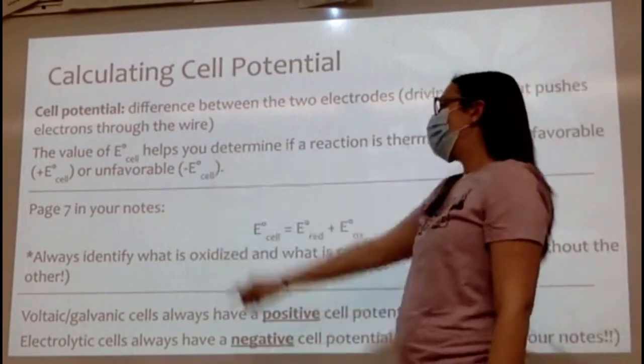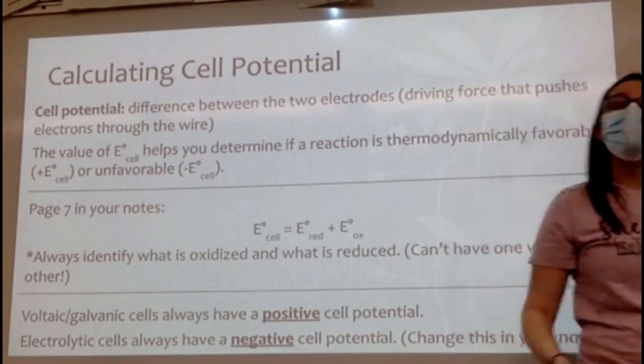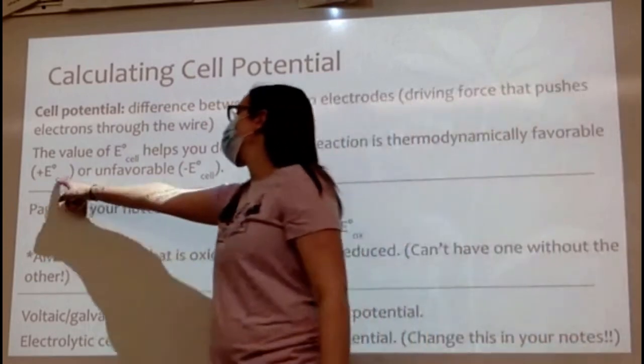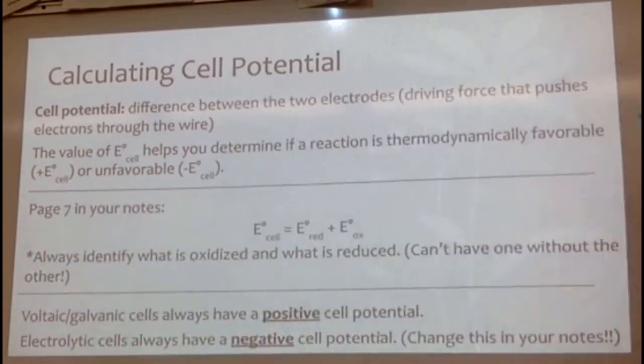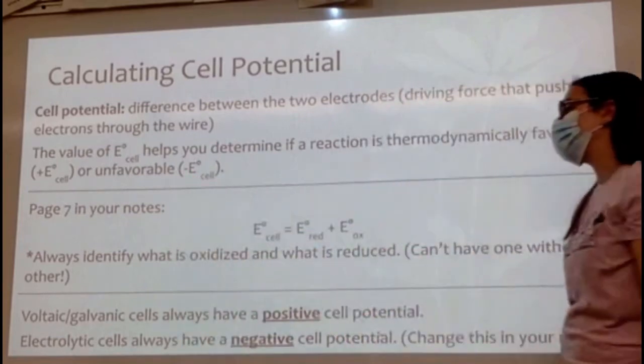The value of the cell potential is another way that we can determine if something is thermodynamically favorable. We have talked about delta G already, and we're going to relate this back to delta G. If we have a positive cell potential, that's another way that tells us that this overall reaction is thermodynamically favorable or spontaneous. If it's a negative cell potential, it's unfavorable.